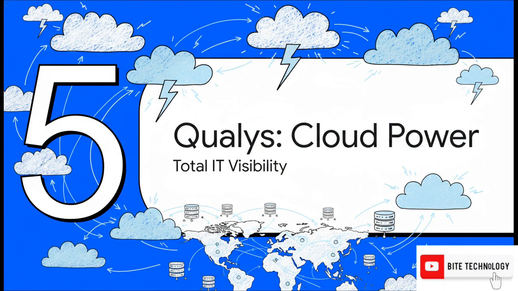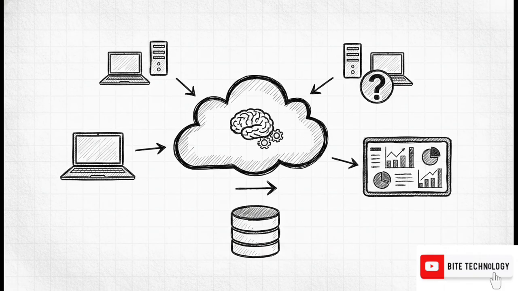Okay, our final tool is Qualys. Qualys really harnesses the power of the cloud to give you real-time visibility across your entire global IT setup. You can think of it as the ultimate all-seeing eye for every single device connected to your network. So what's Qualys' superpower? It's that real-time discovery.